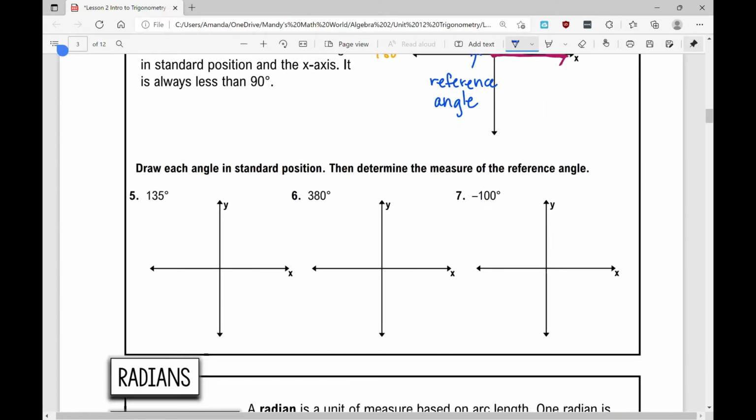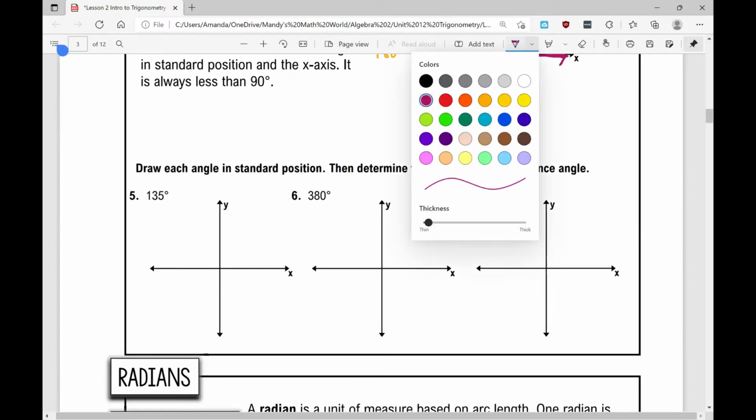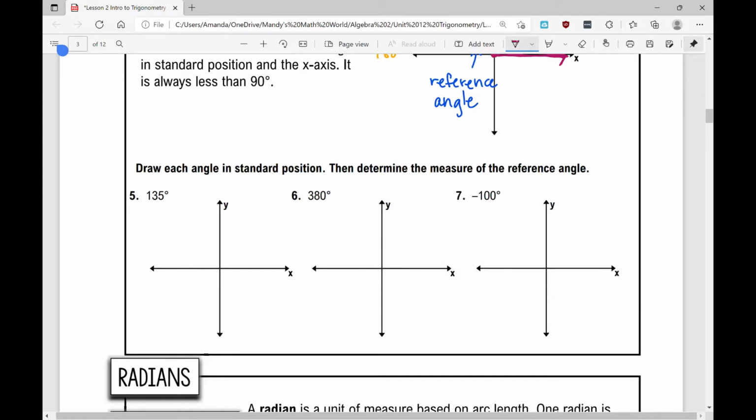Number 5 says 135 degrees. If I were to draw 135 in standard position, I've got my initial side on the x-axis. Sorry, I'm not drawing these very well. I wish this would draw a straight line. 135 degrees is right here, okay? This right here is a 135 degree angle. The terminal side is in quadrant 2.